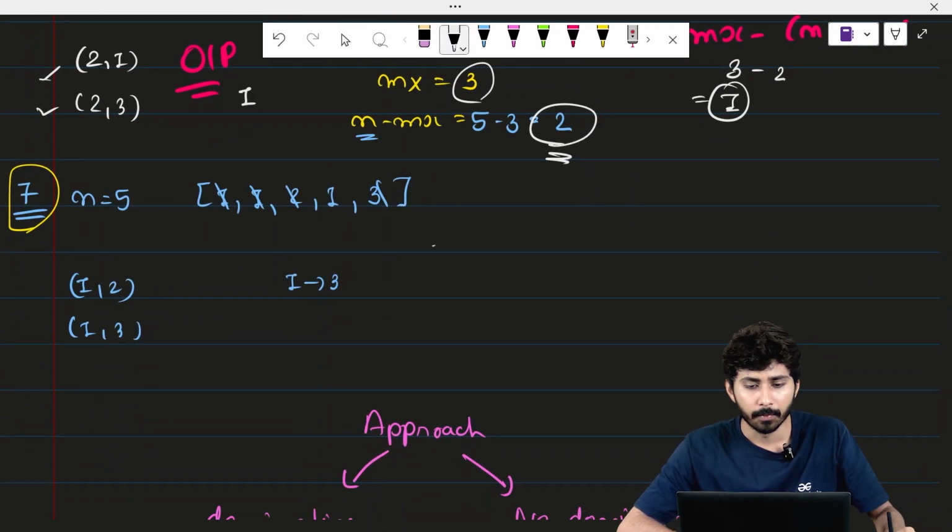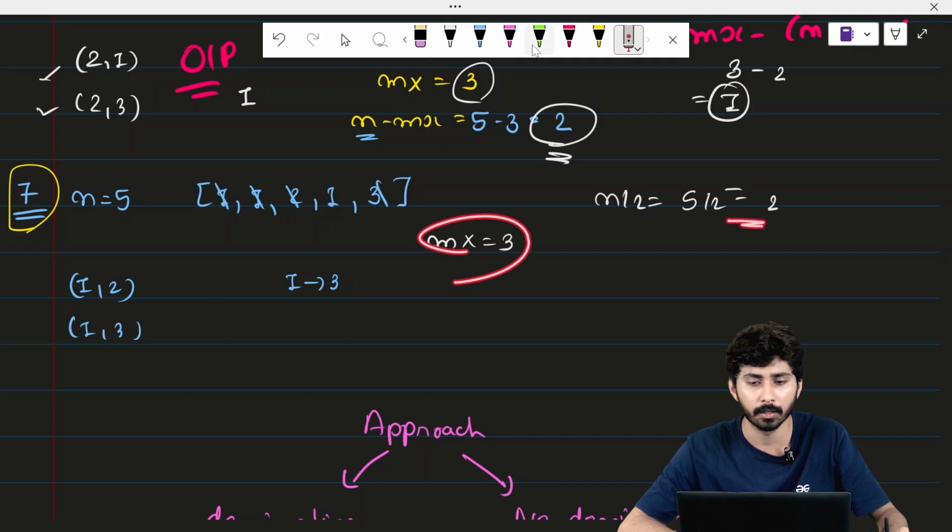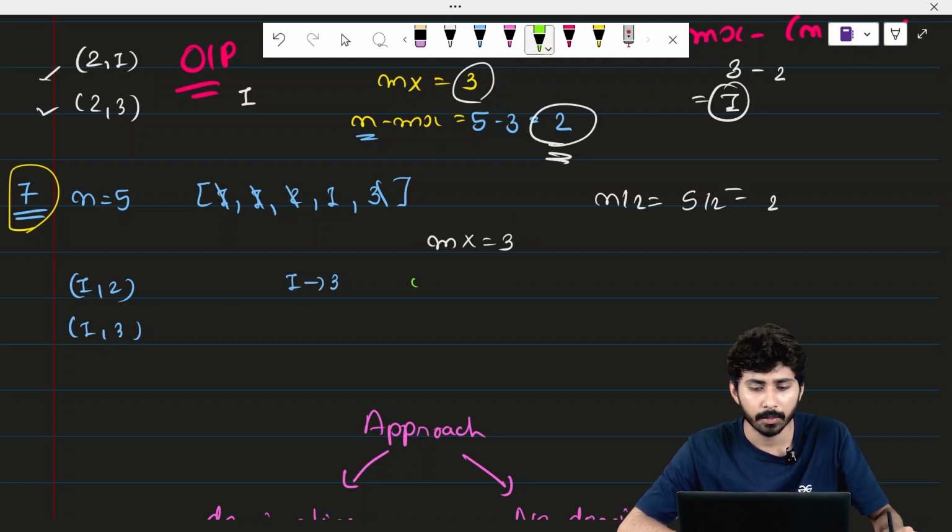And one last observation, this one. Here the dominating number is 1, right? And its frequency is 3. N by 2, let's verify the dominating number. N by 2 is what? 5 by 2 is equivalent to 2, as an integer value. And the dominating frequency is greater than n by 2. So here, what is n minus mx, the remaining elements?